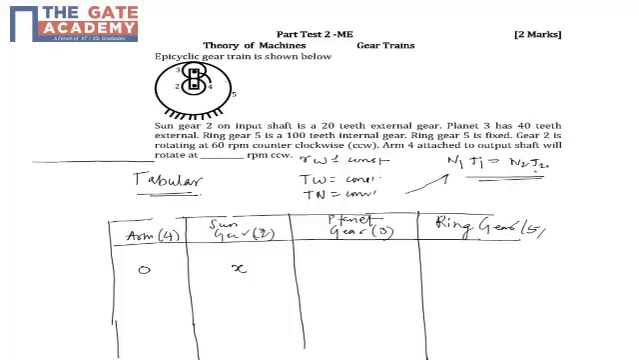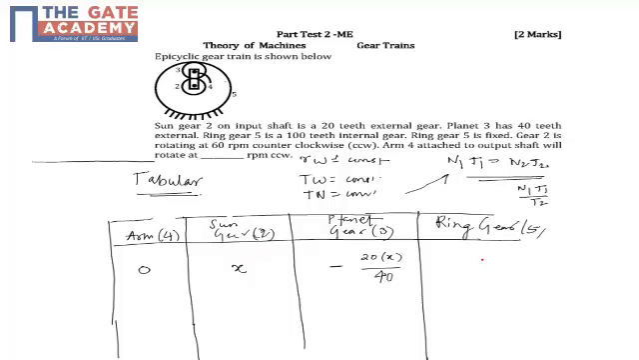Now applying the same thing for sun and planet, for the planet we get n2 equals n1 t1 by t2. Here t1 is the number of teeth on the sun gear, which is 20. x is the revolution of the sun gear, divided by the number of teeth on the planet, which is 40. I put a minus because this rotates anti-clockwise. We consider the sun gear clockwise, so the planet gear rotates anti-clockwise.